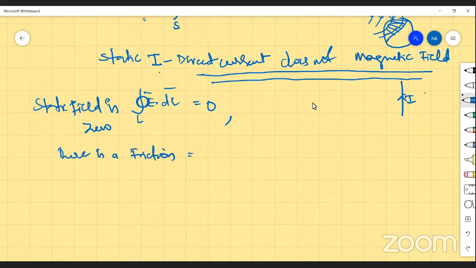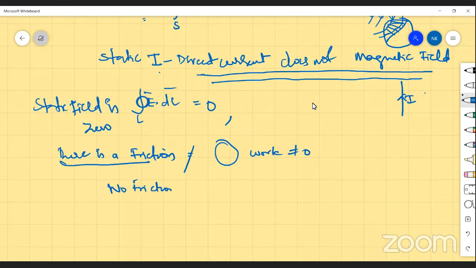So the frictional force is a non-conservative force because the closed loop work done is not equal to 0. Suppose there is no friction, what happens? The closed loop work done is equal to 0.